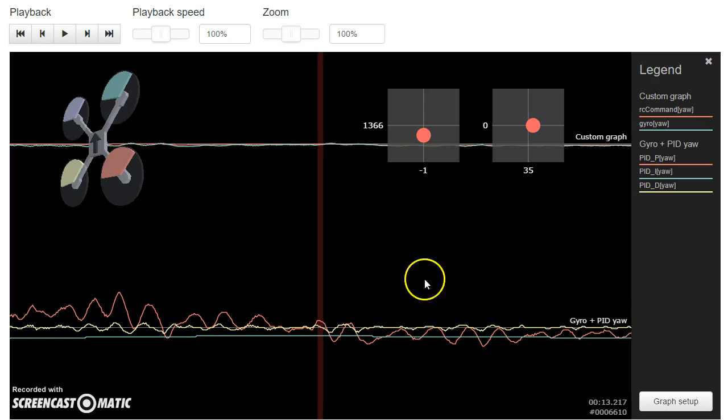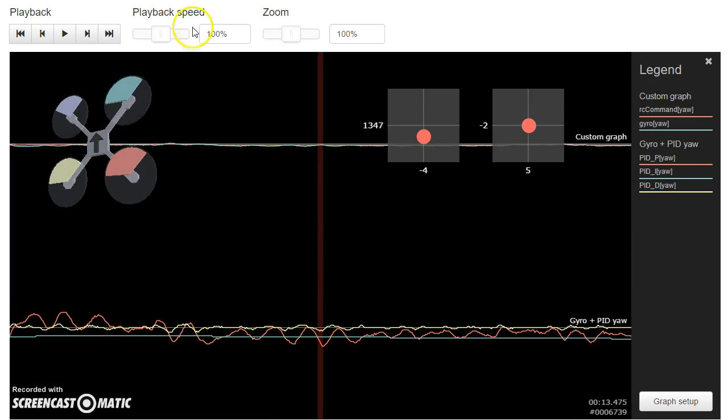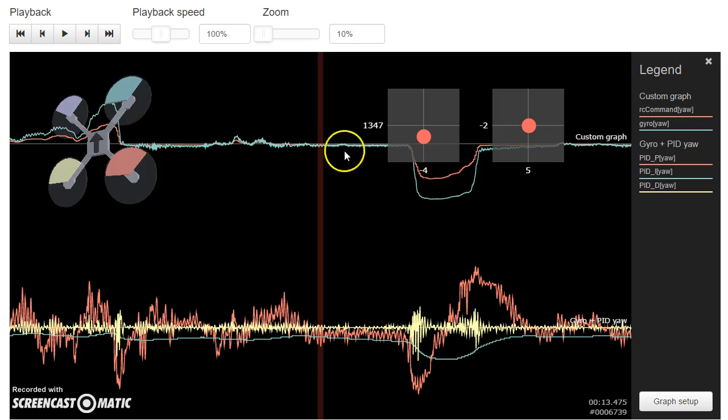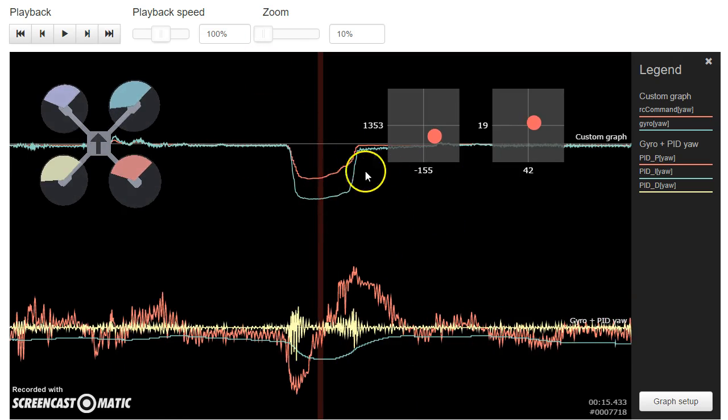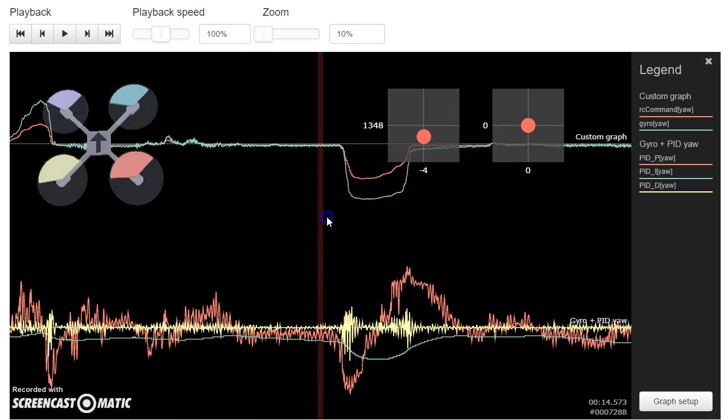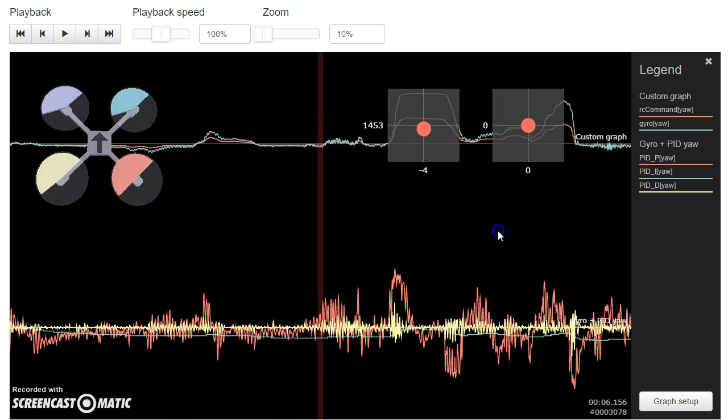Okay, what do we got on yaw? Let me just zoom out again and take a look. Okay, here's a move. Yay, a move! Something I can look into. Oh, here's another one. Fantastic, fantastic.